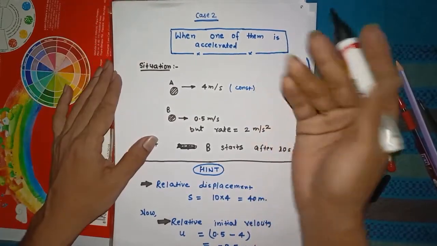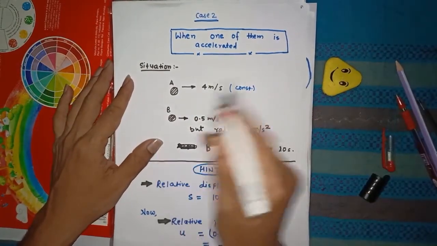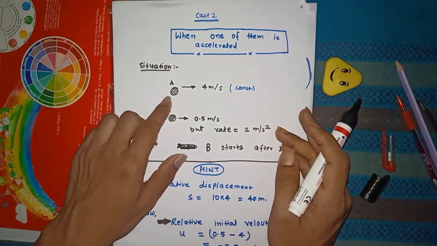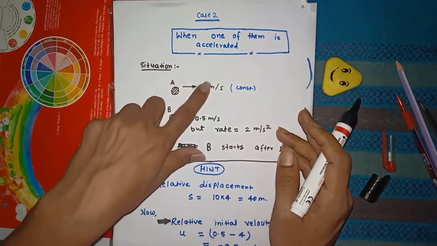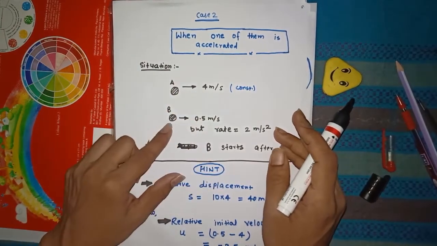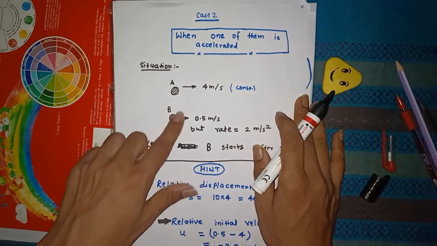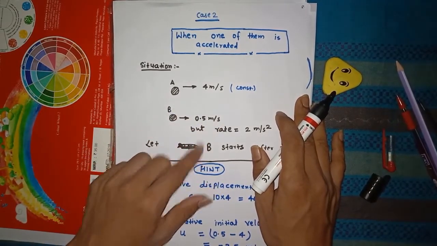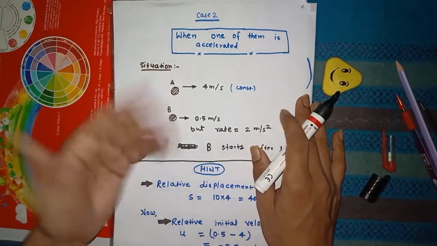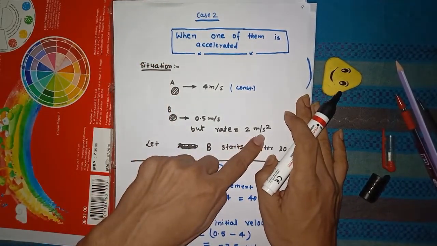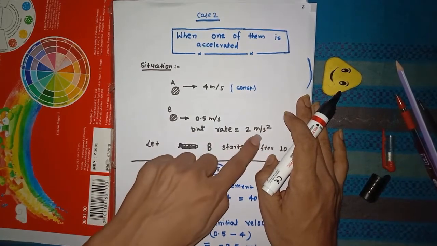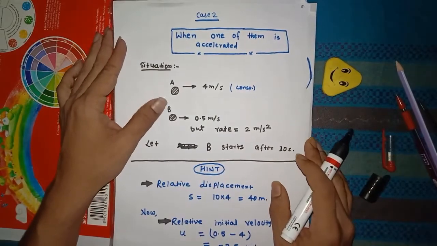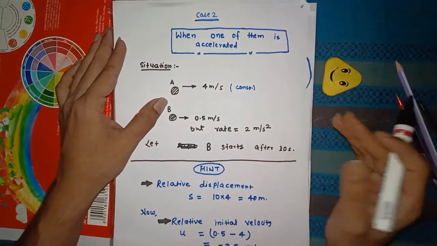So one of them is accelerated. I give you a situation that the thief has constant speed 4 meter per second in the same direction, and the police is moving with initial speed 0.5 meter per second, but it increases its speed by 2 meter per second squared. That means it is accelerated, its acceleration is 2 meter per second squared. But here also B starts after 10 seconds.